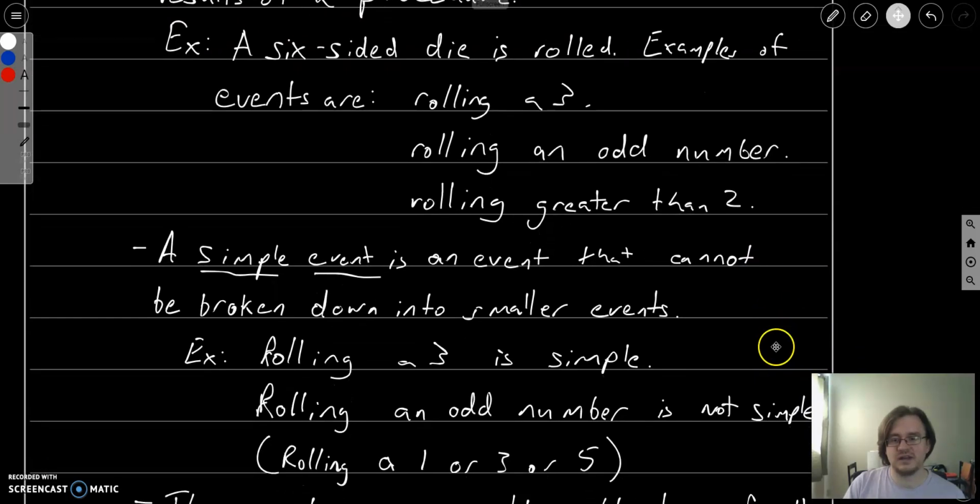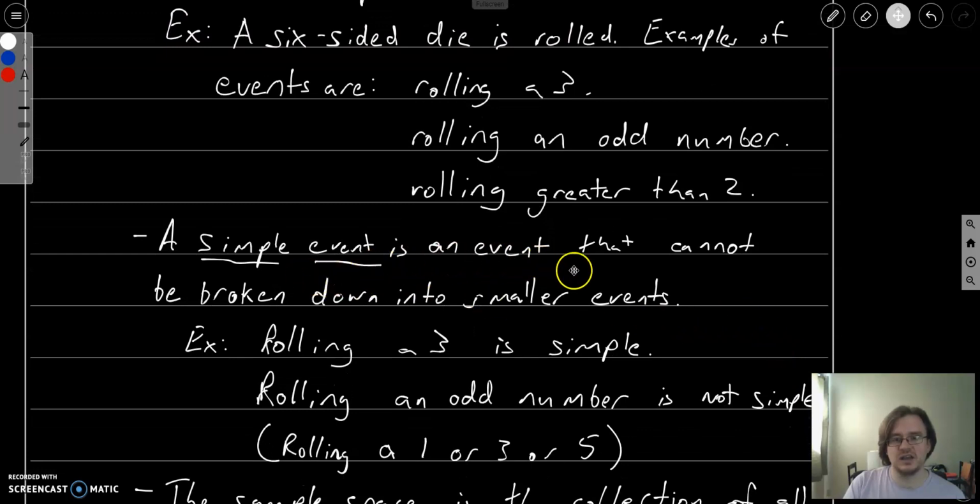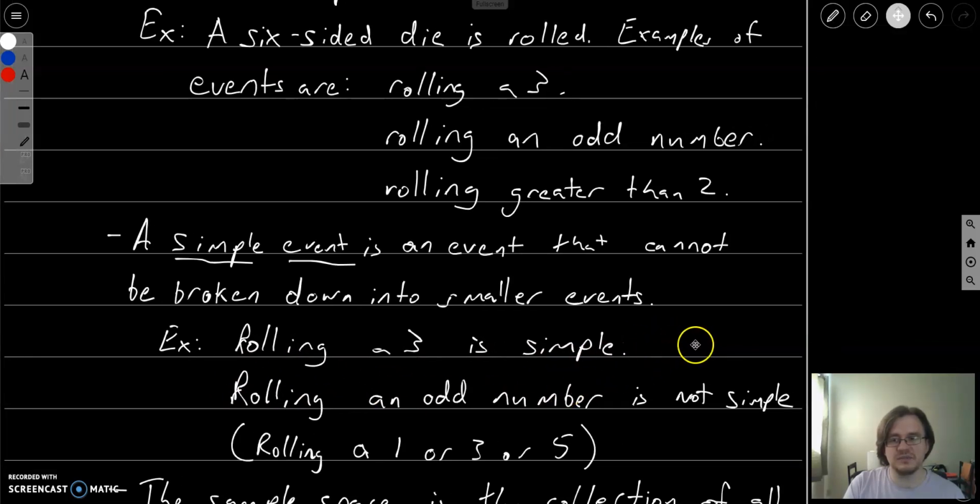Now, some events are going to be simple as opposed to non-simple, and a simple event is just one that can't be broken down into smaller events. So for instance, rolling a 3 on a die is going to be considered a simple event, whereas rolling an odd number is not simple. For the reasons that I just mentioned, there's more than one way to roll an odd number. You could roll a 1 or a 3 or a 5. Rolling a 1 or a 3 or a 5 individually, each of those would be a simple event. So rolling an odd number would not be considered a simple event. It's made up of simple events.